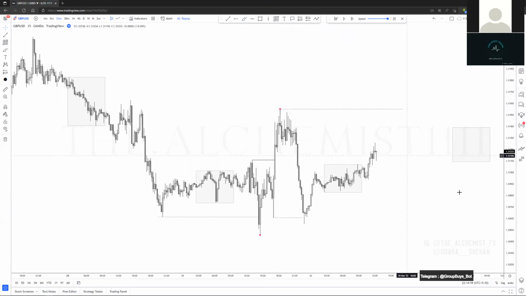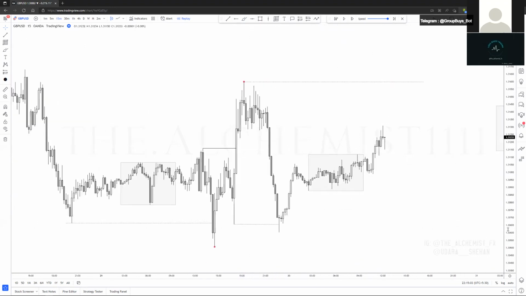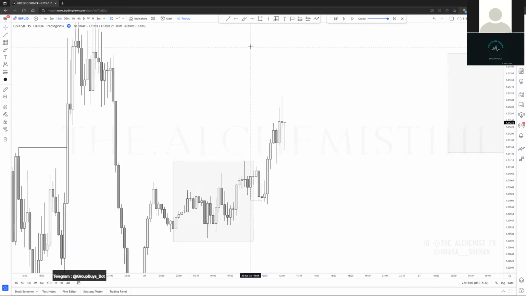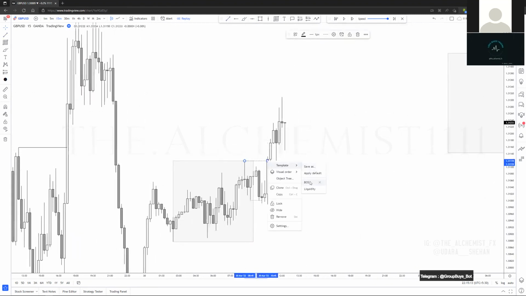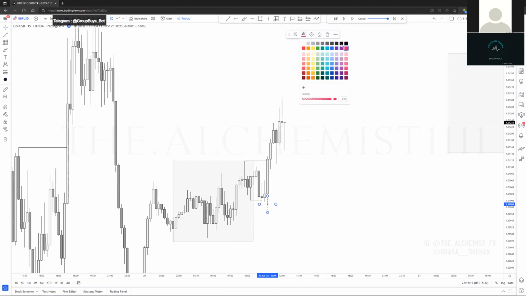Mainly when the sessions are opening, I stick to the 15-minute time frame. That is what I would do. So now in here, we have the same thing: a stop hunt and a breakout structure. So this turns into a strong low.